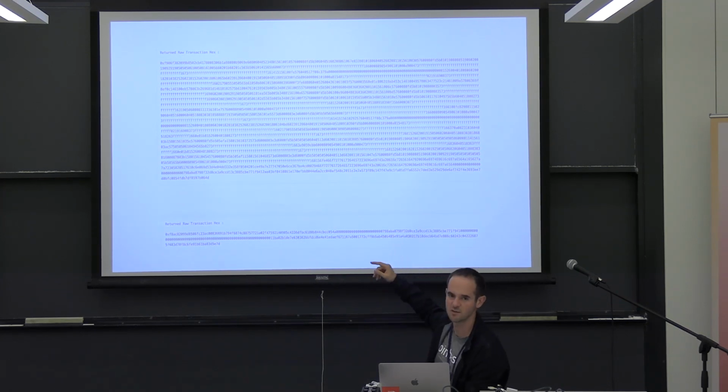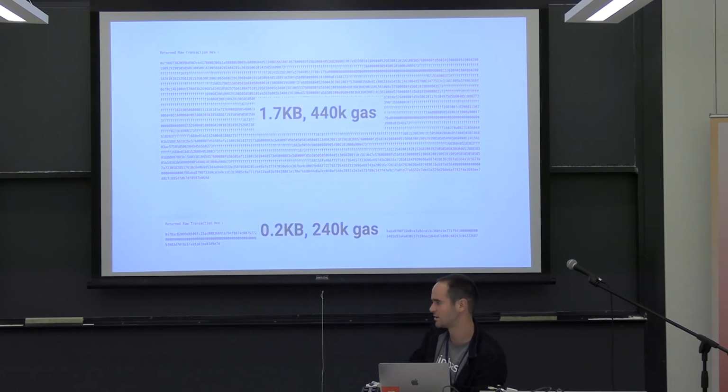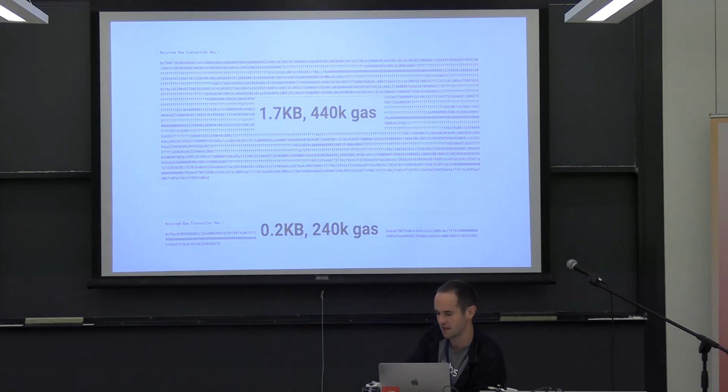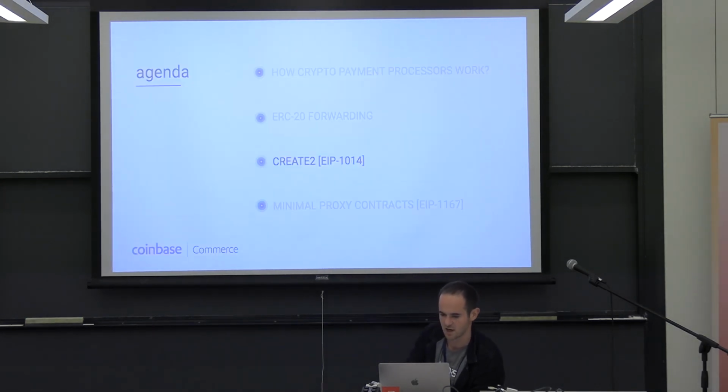Both of these functions perform the same logic. At the end of the day, either one of them will end up with a new forwarder being deployed on the blockchain, and they are functionally indistinguishable from one another. But the EVM rewards us for using less space. In the first case, we have a 1.7 kilobyte transaction and we use 440K of gas, and we've reduced that to less than 200 bytes of data with 240,000 units of gas. So this is pretty significant savings, which is good, but we still have problems with it.